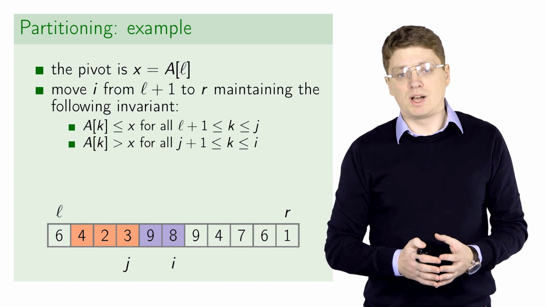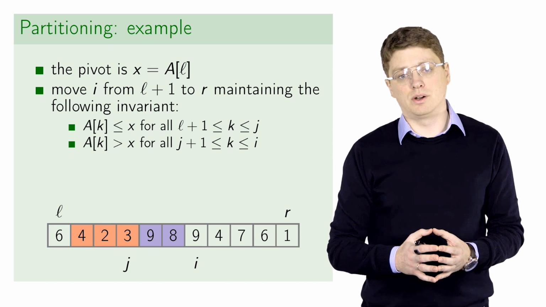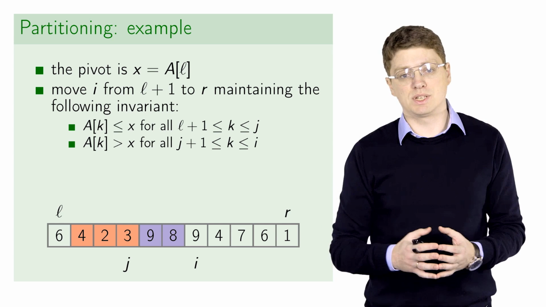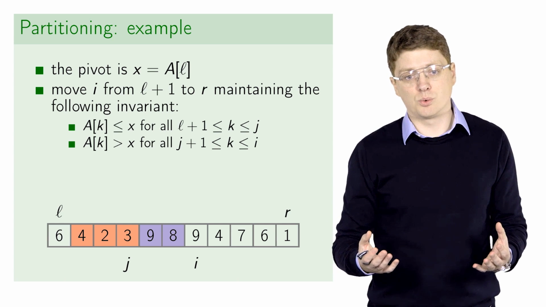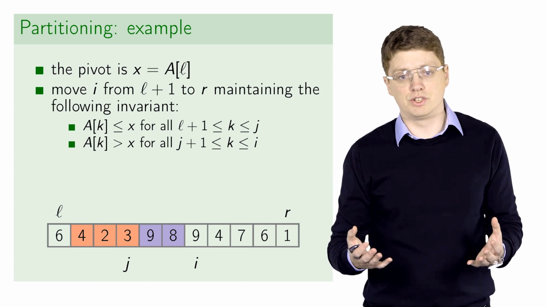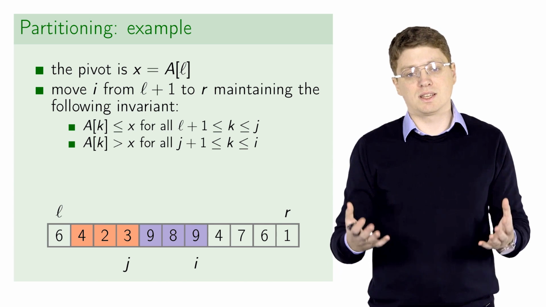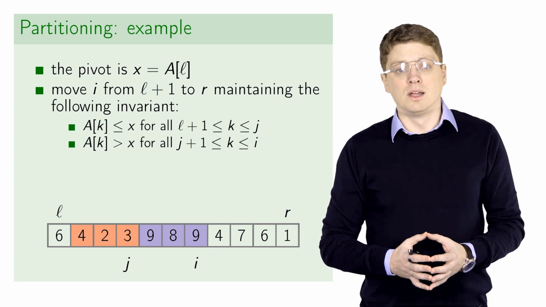Now we move I to the next position, and we discover the element 9. This element is greater than 6, so we just need to extend the second region, the blue region, the region of elements that are greater than 6, right? So in this case, we just do nothing.